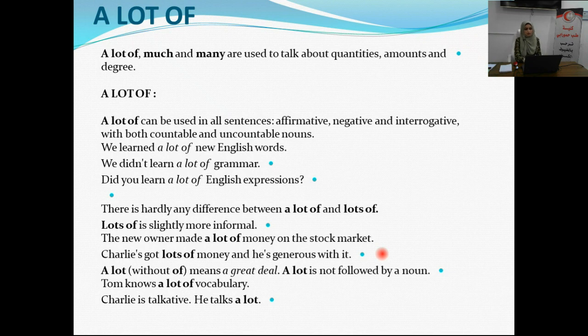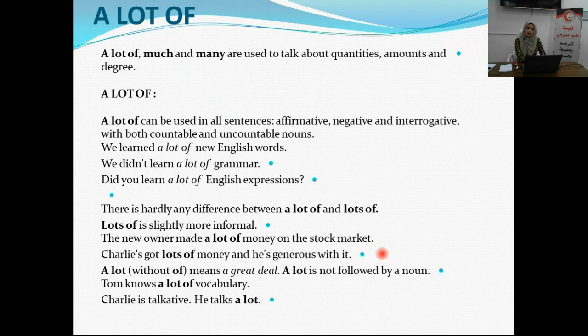Now we are going to move to the expression of a lot of. A lot of, much, and many are used to talk about quantities, amounts, and degrees. To start with a lot of, it can be used in all sentences, whether they are affirmative, negative, or interrogative, with both countable and uncountable nouns. So, as you see here, we have no restriction in the use of a lot of. We can use it with countable, uncountable, affirmative, negative, and interrogative. So we have to notice that here we learned a lot of new English words.